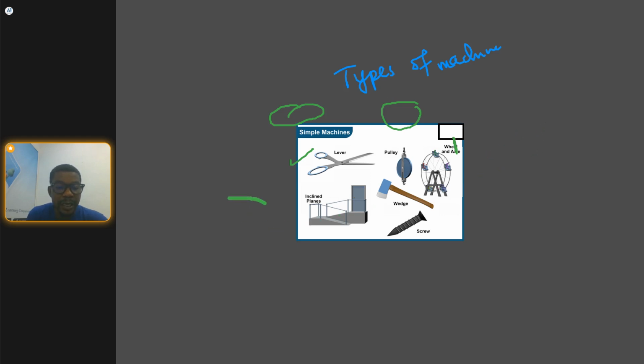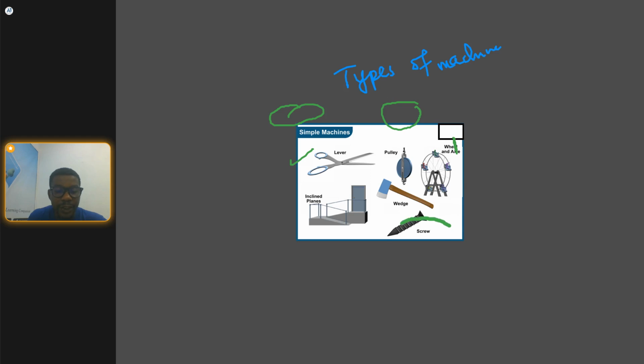The next one is the inclined plane. That was the one I used the other time to explain the definition of machine. This staircase is a good example of an inclined plane. It makes the movement of objects through this place easier and faster. Even if you want to carry your bike up these steps, you need this to walk through the process. So the inclined plane is also a type of machine.